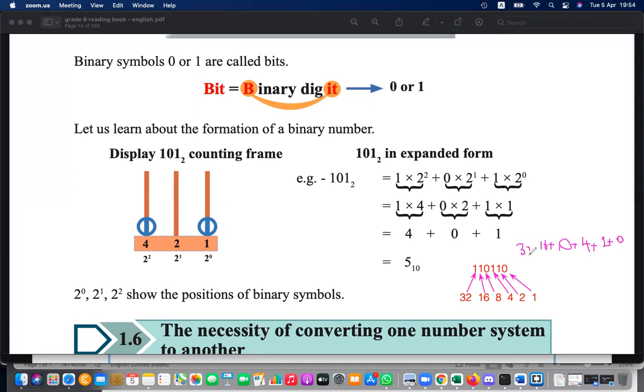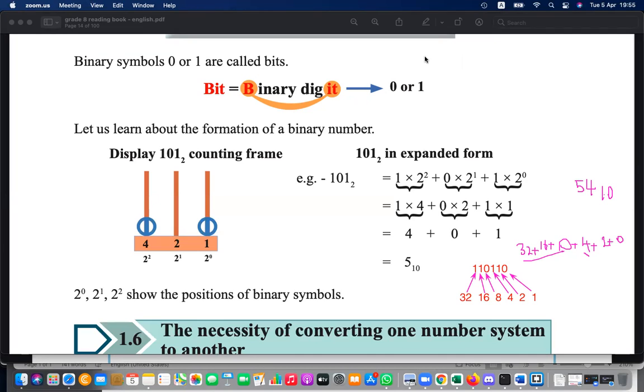What is the total? Yes, what is the total? It is 32. This is 48. 48 plus this one is 52, plus 2 is 54. This is 48, 52, 54, right? It is 54. The total is 54 in decimal. So this is how we deconvert.